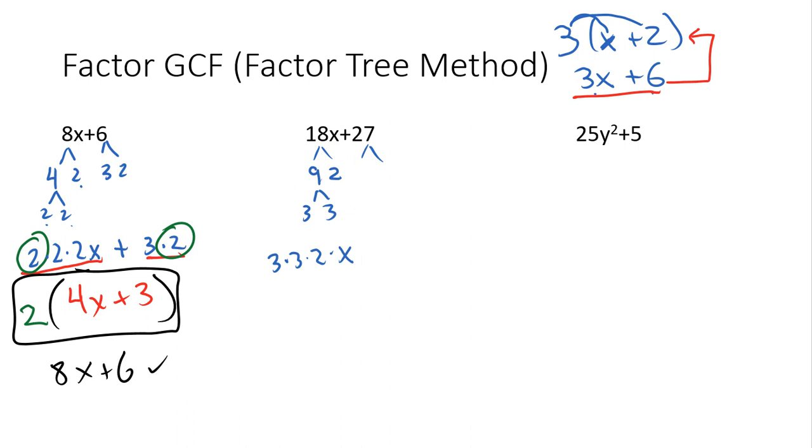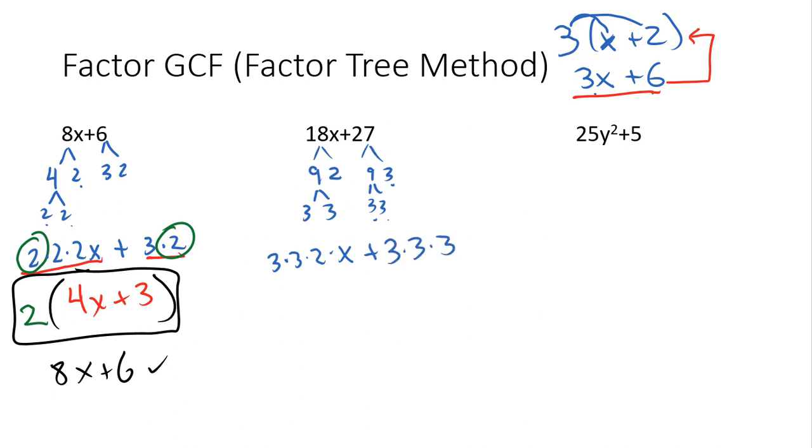For 27, if we split this one up, we're going to end up with 9 times 3. And if we split up 9, that'll be another 3 times 3. So we should get 3 times 3 times 3 as our expression for 27. That should be our prime factorization there.